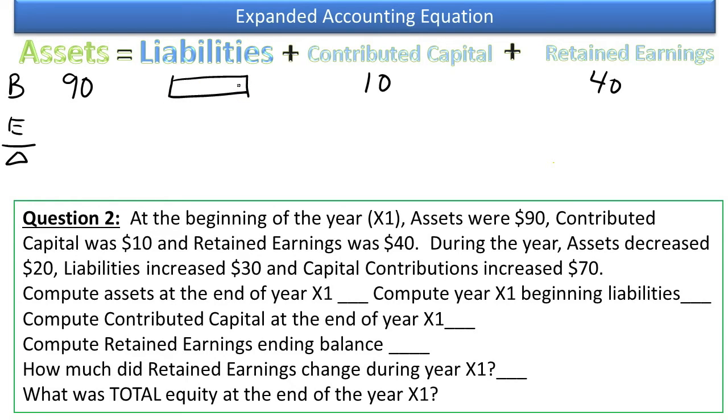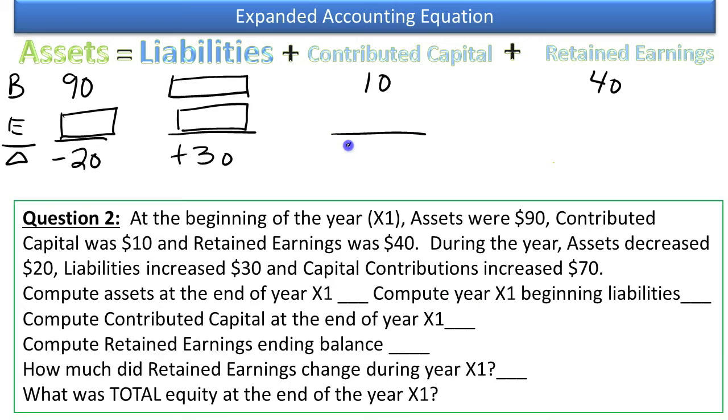During the year, assets decreased by 20. Put a minus 20 there. So the missing piece here is ending assets. Liabilities increased by 30. Missing piece here is ending liabilities. And capital contributions increased by 70. Now it's going to ask us to compute assets at the end of the year.